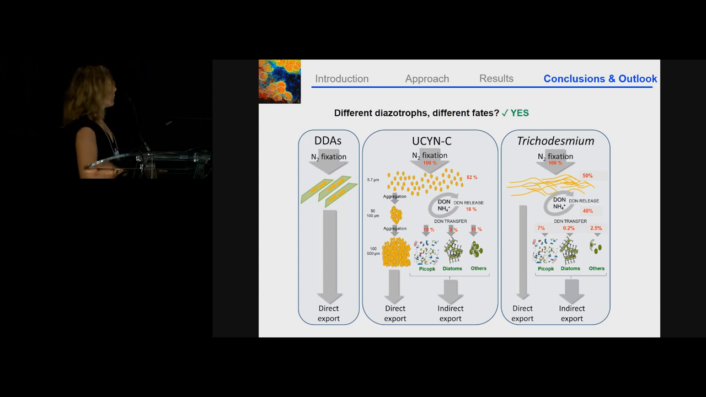So if the question was whether different diazotrophs contribute differently to transfer, the answer is yes. It seems that DDAs contribute mostly to direct export. UCYN-C do so-so, depending on to what degree they are aggregating or to what degree they are staying in the water column. Whereas Trichodesmium does very poorly at direct export, but they actually release a lot of the fixed nitrogen in dissolved form, so this becomes bioavailable to the rest.